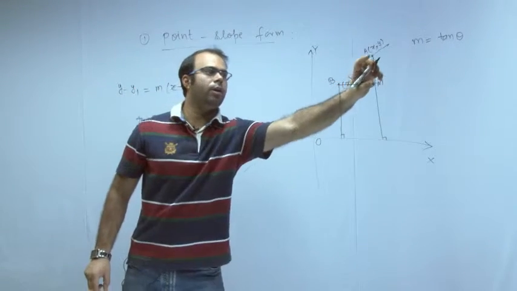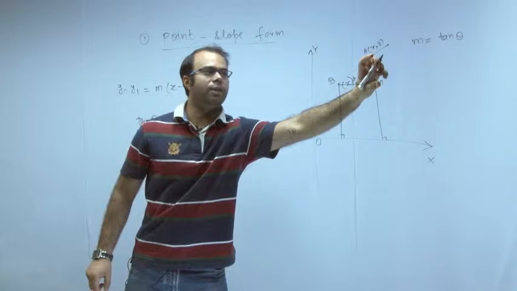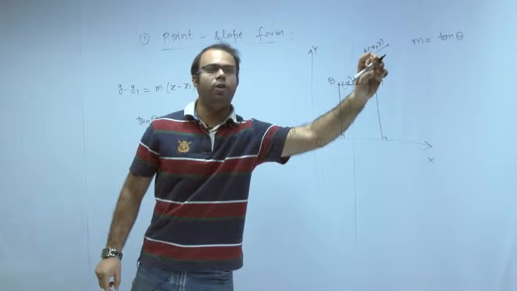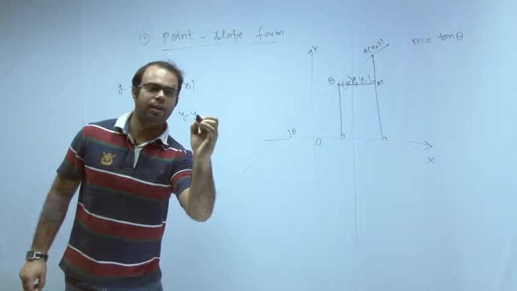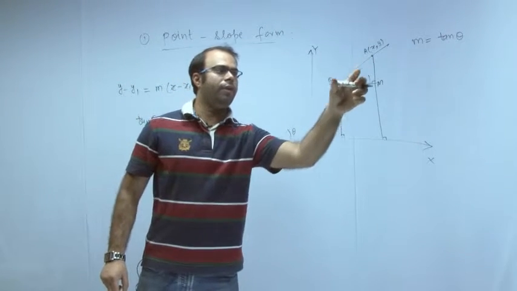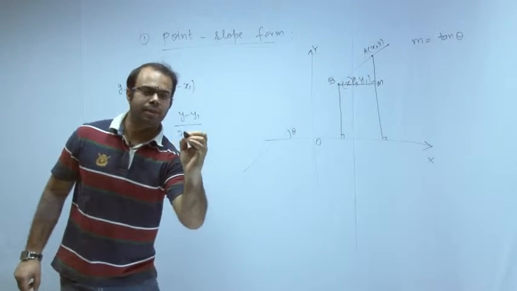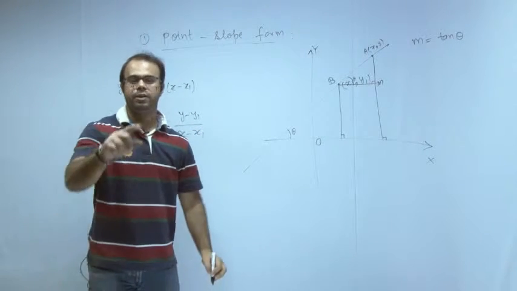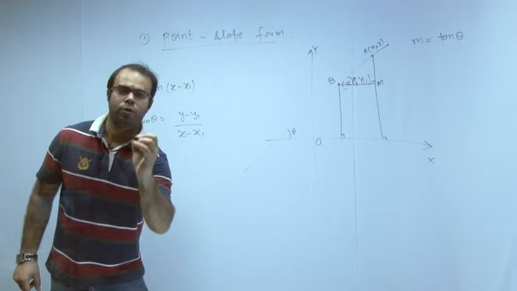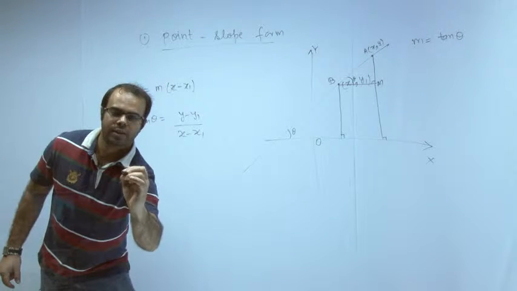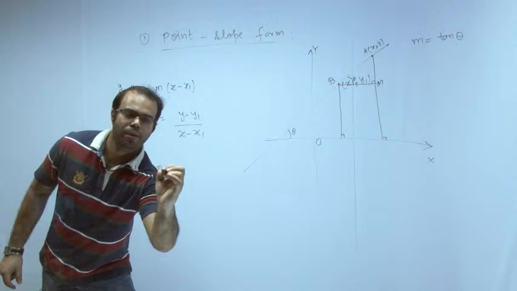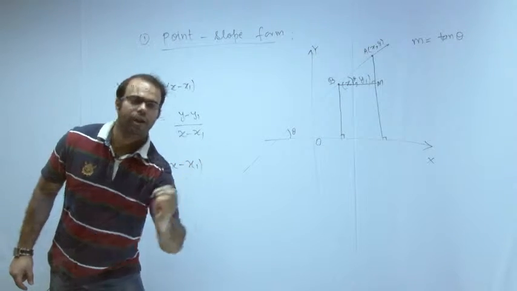And what is the perpendicular? The perpendicular is nothing but y minus y1, the distance between the y coordinate of A and the y coordinate of B. And what is the distance between the x coordinate of A and the x coordinate of B? That is the base, x minus x1. And what is tan theta? That is m. So m equal to (y minus y1) by (x minus x1). So in that sense we can say that y minus y1 is equal to m into (x minus x1), which is the equation of the line.